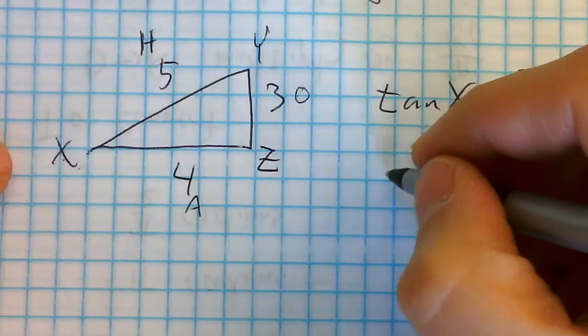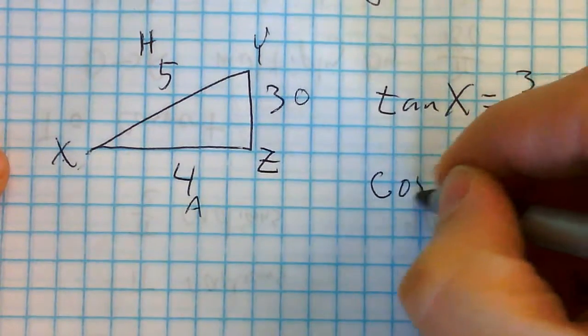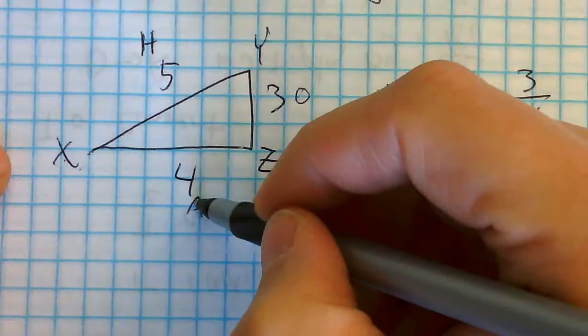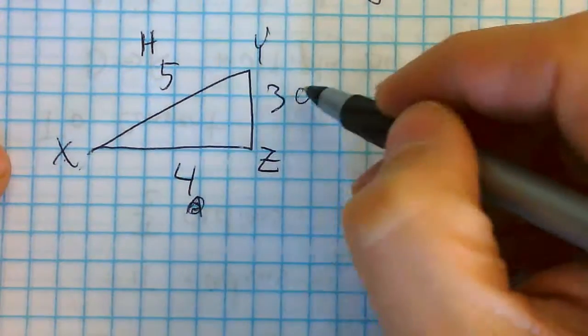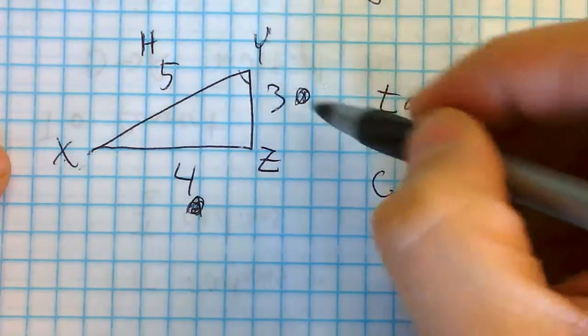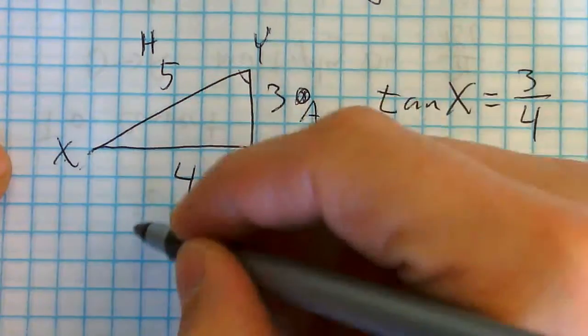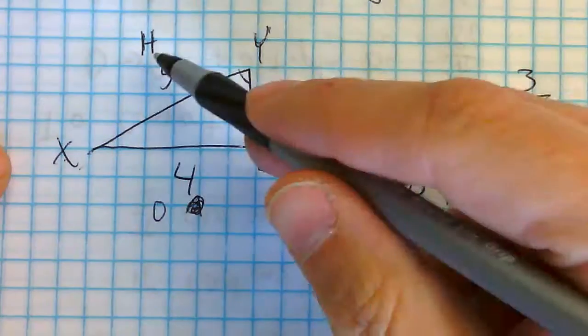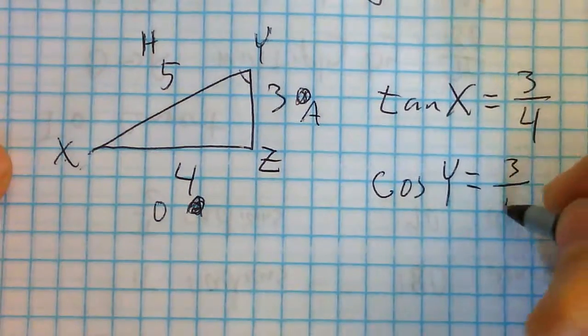If I asked you to tell me what cosine of y was, from y the hypotenuse stays the same, but the opposite and adjacent switch. If I'm looking from angle y, 3 is adjacent to y and 4 is opposite. So cosine of y is equal to adjacent over hypotenuse, in this case, 3/5.